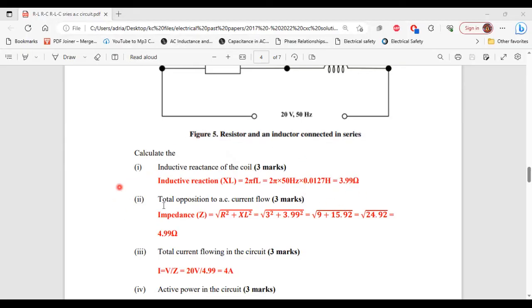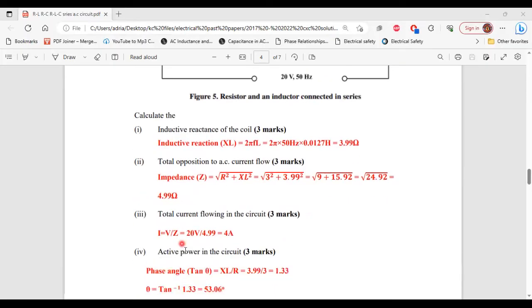Part 2 says to calculate the total opposition to AC current flow. So we're basically calculating the impedance. Z is equal to the square root of R squared plus XL squared. That will give us the square root of 3 squared plus 3.99 squared. That will equal the square root of 9 plus 15.92, which is the square root of 24.92. That will give us 4.99 ohm. So this is the value for the impedance.